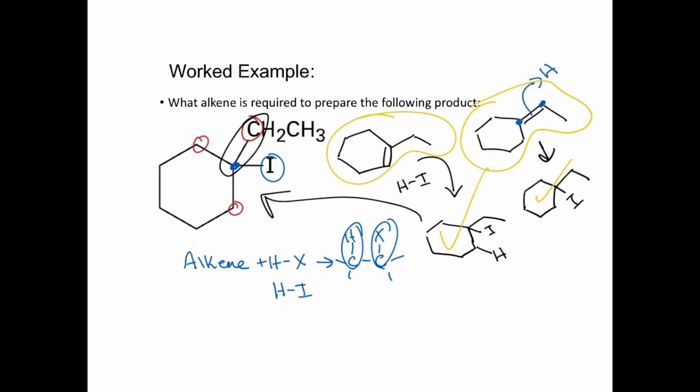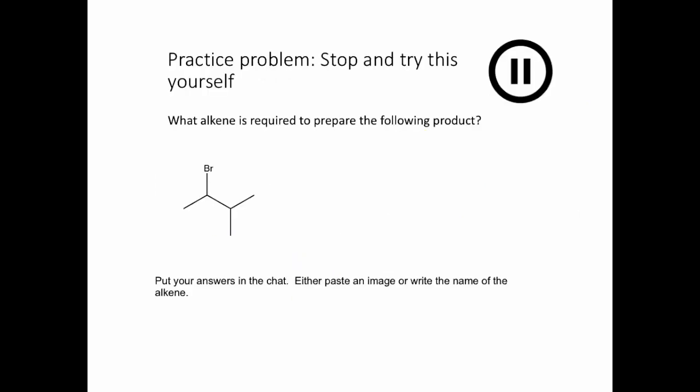So sometimes I give you a reactant and then I ask you to draw the product, but I could also give you the product and have you figure out what was the starting material, and it's like a complex puzzle for you to solve. So why don't you try this yourself? So here is the product, and this came from some alkene plus HBr. So pause the video and see if you can figure out what alkene that would have come from and put your answers in the chat. You can either paste an image or you could just write the name of the alkene.